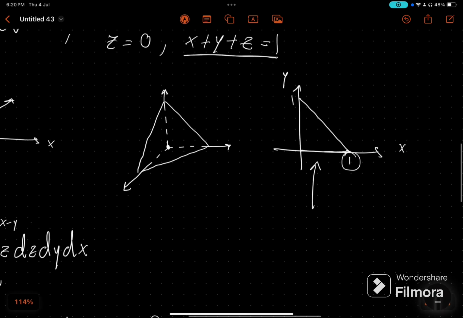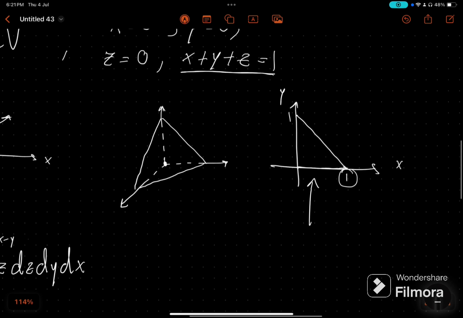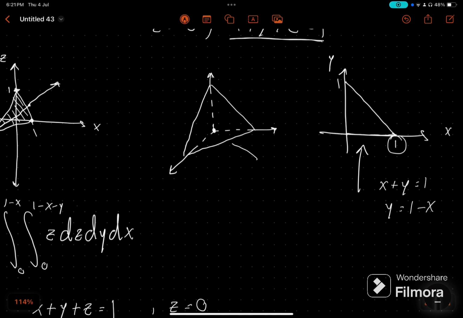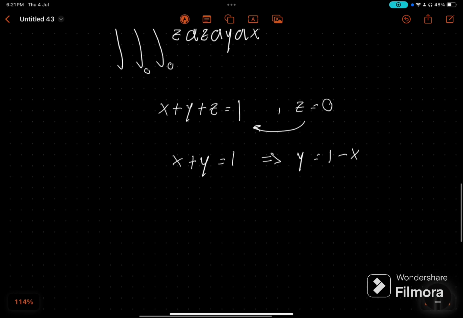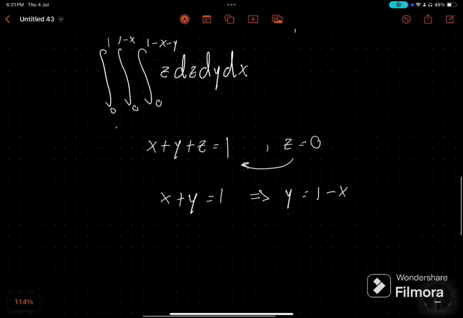And this is basically the graph. If you take z equals 0, this is also the graph that you're going to get, which is x plus y equals 1, or y equals 1 minus x. So this is the graph that you get when z is 0. You're going to get it here. So this is the xy plane. Okay, and that's what we get. Now for the x we said it is 0 to 1. Now let's evaluate this. It is very easy to evaluate.